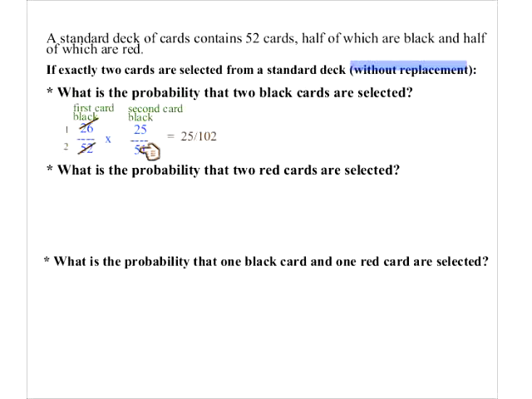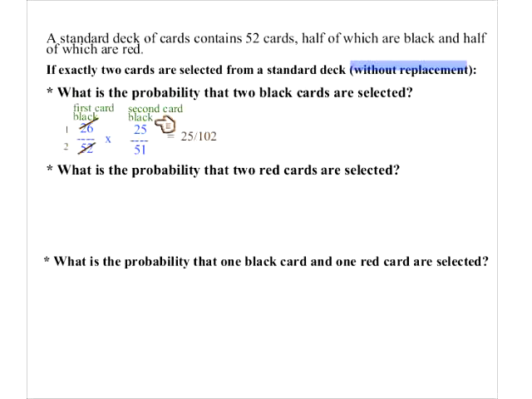Okay, let's see what these guys are saying. With replacement would be the same, only this would just be 26 again, and this would be 52 again. If you put the card back, then the probability would be the same. Okay. Other questions?